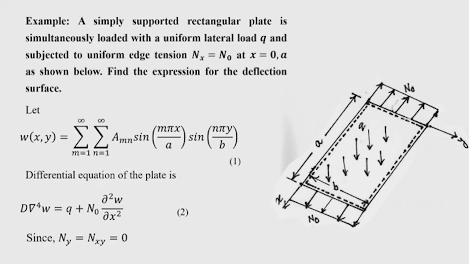So, this double sum can be expanded and the series can be computed for different number of terms. Now, here we are taking the membrane shear force and the other in-plane forces in the y direction to be 0, and the force in the x direction is taken as constant, which is N naught. So, the differential equation now becomes this.